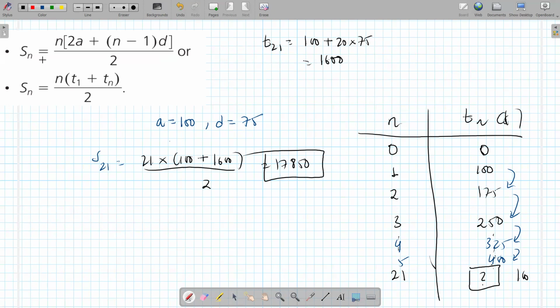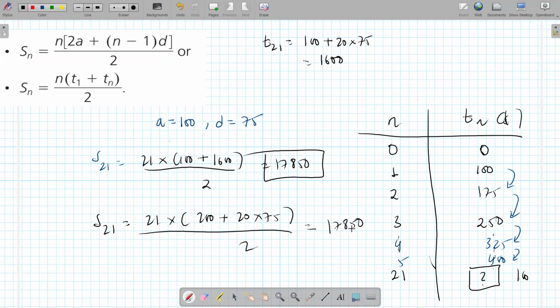I'm just going to show you that the answer would be the same if you use the first formula. So S21, if you use the first one, would be 21 times 2 times A, so that's 200, plus 20 times 75, over 2. So let's plug that in. 21 times 200 plus 20 times 75, divided by 2. That answer is exactly the same. So it doesn't matter which one you use. The answer will be the same, okay?